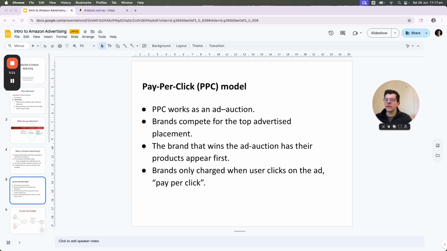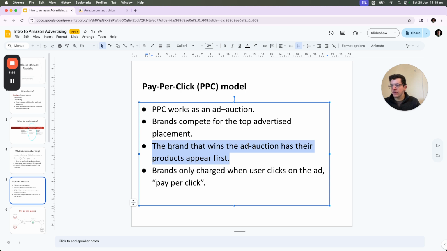So a bit more detail on how pay per click works. Essentially, PPC works as an ad auction. You have multiple brands competing for the top advertised placement, and it's the brand that bids the highest amount that has their products appear at the top of that advertised placement. So the brand that wins the ad auction has their products appear first, similar to a house auction or a car auction.